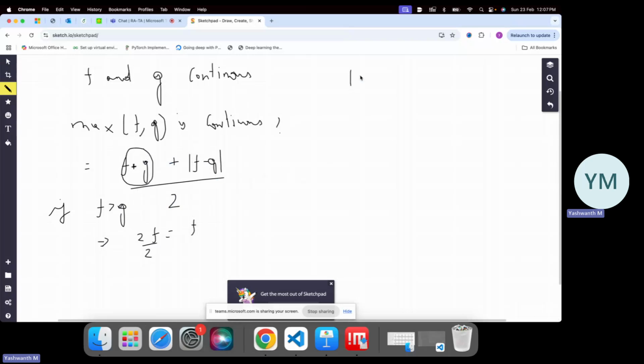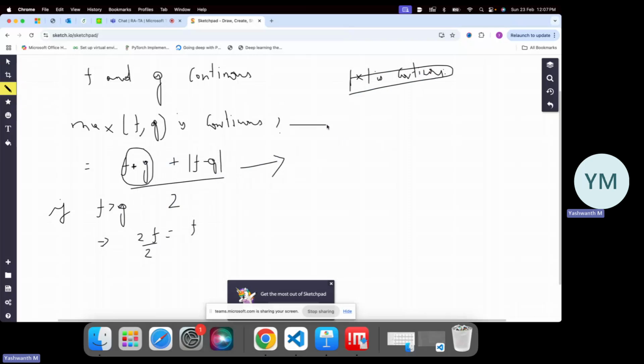Then the function mod x is a continuous function. So continuous functions composed on top of continuous functions are again continuous. So mod of f minus g is continuous. Again, it follows from the first thing that addition of two continuous functions is continuous. So max of f comma g is continuous.